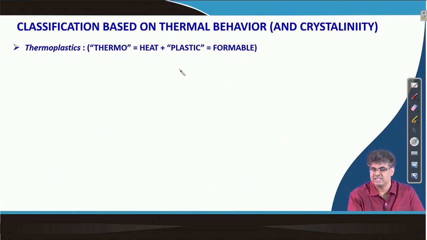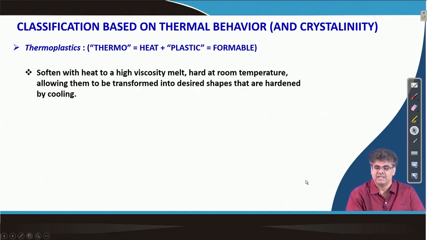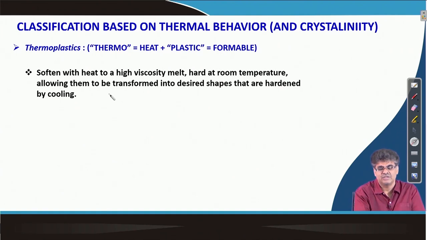The term plastics, which is very commonly used in our everyday livelihood, is in general mostly used for thermoplastics. Thermoplastics are materials which we can heat up, soften, and make whatever design we want. Basically it softens with heat to a high viscosity melt, and it becomes hard when you cool it to room temperature. Because we can soften it on heating, we can transform the softened material into a desired shape, which becomes hardened on cooling.